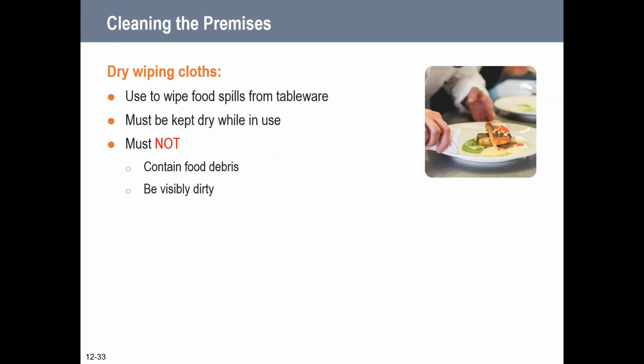Those are kept dry while in use and cannot contain visible food debris or be visibly dirty. So a dry wiping cloth is what you see there in the picture of the expediter that is wiping down the plate, making sure everything looks good before it's going to go.